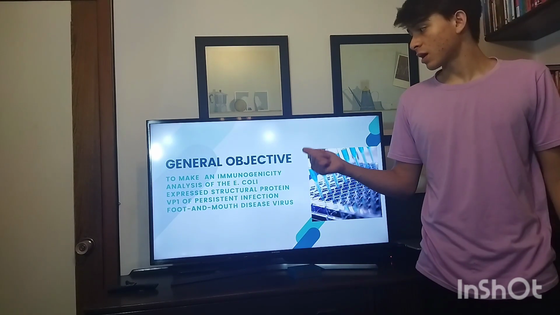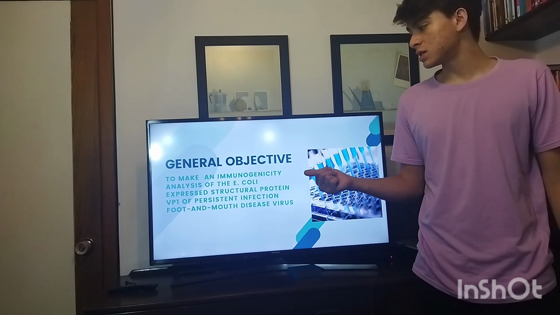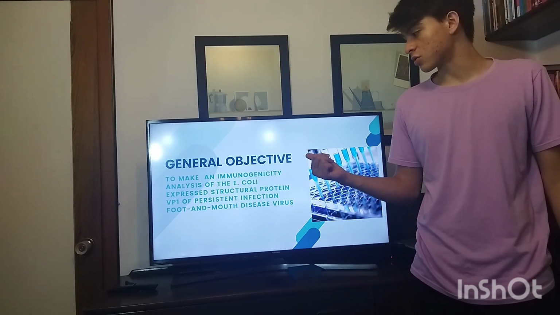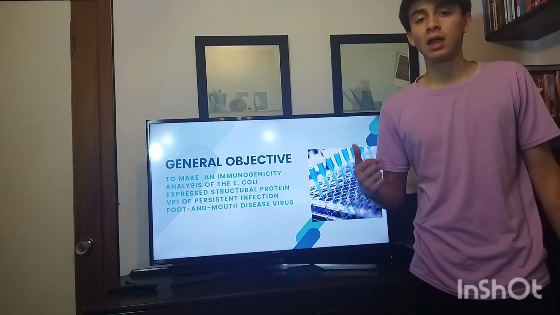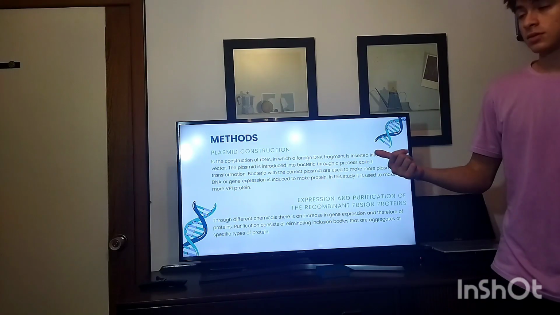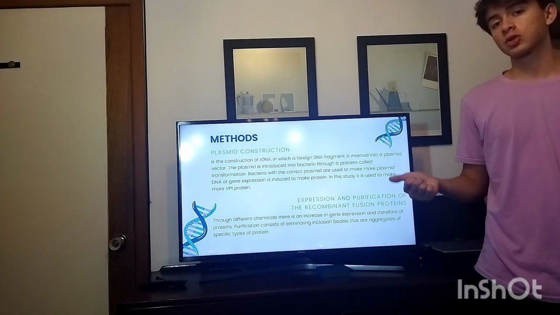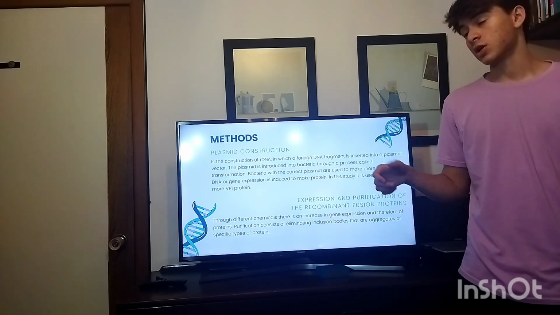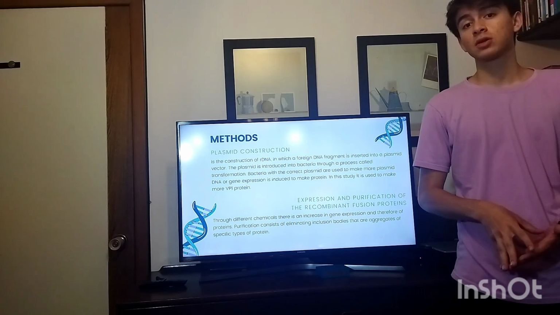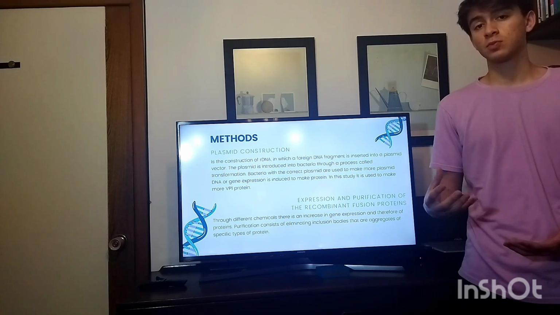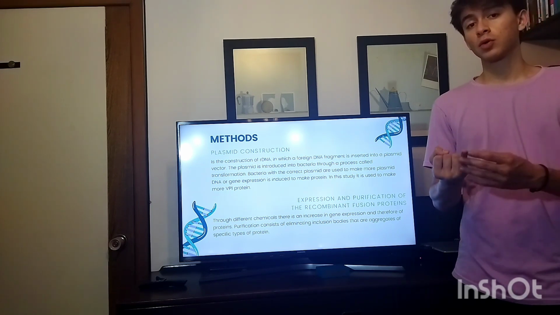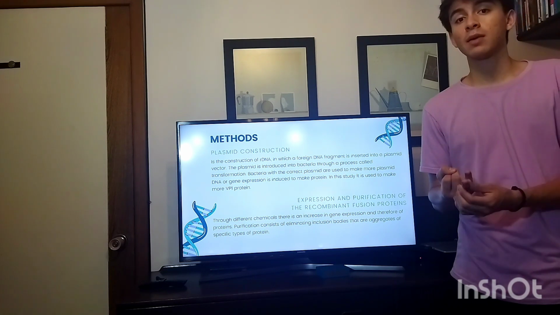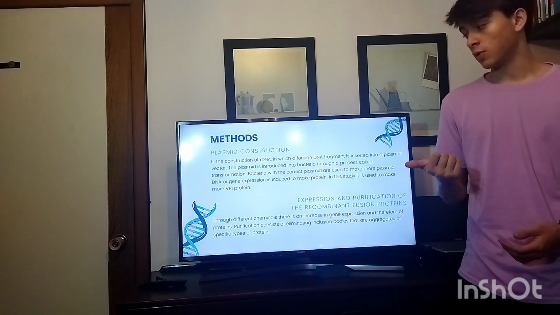General objective: to make an immunogenicity analysis of the E. coli expressed structural protein BP1 of persistent infection foot and mouth disease virus. Methods: plasmid construction is the construction of rDNA in which a foreign DNA fragment is inserted into a bacteria. This process is called transformation and is done with the purpose of making more plasmid or a specific type of protein, in this case BP1.